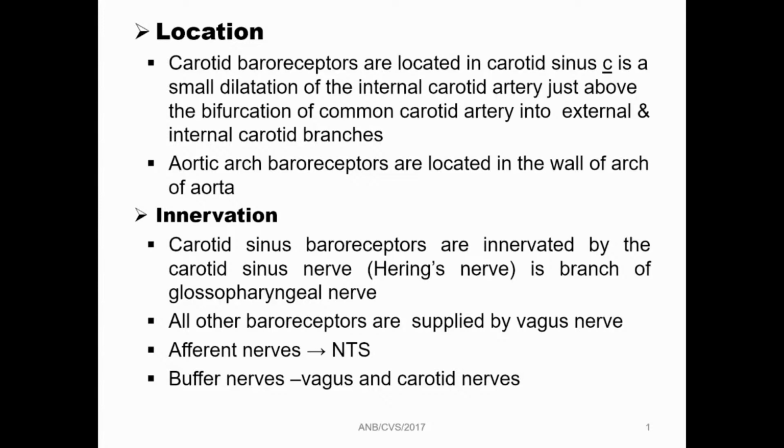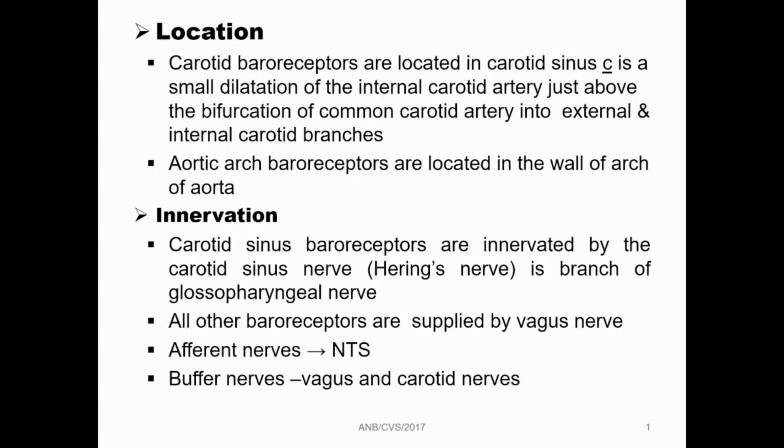Now where are they located? For example, carotid baroreceptors are located in the carotid sinus, which is a small dilation of the internal carotid artery just above the bifurcation of the common carotid artery into the external and internal carotid branches. I have shown that figure. Aortic arch baroreceptors are located in the wall of the arch of the aorta.